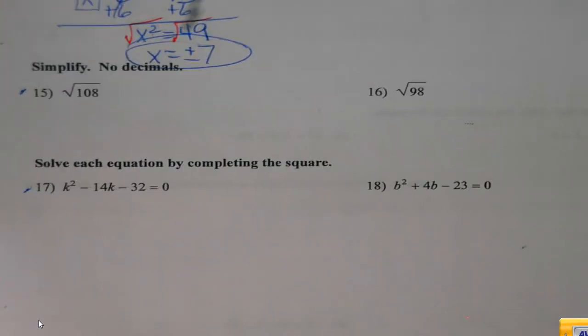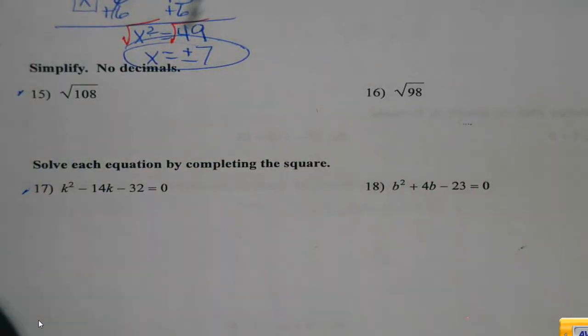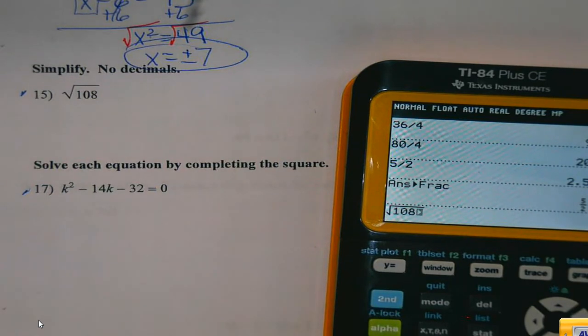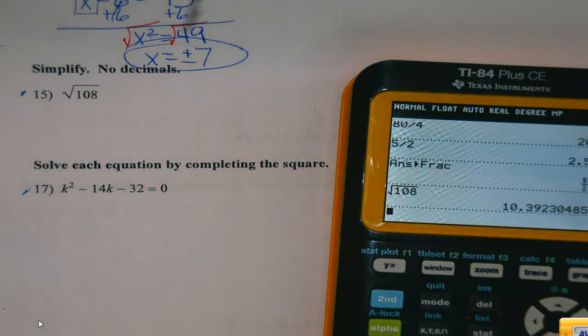All right, let's see what else we got here. Simplify. No decimals. So what's that mean? That means if I punch in the square root of 108, I don't want to see your answer as 10.39 or 10.4. Okay?